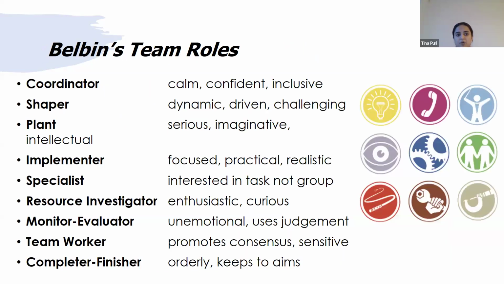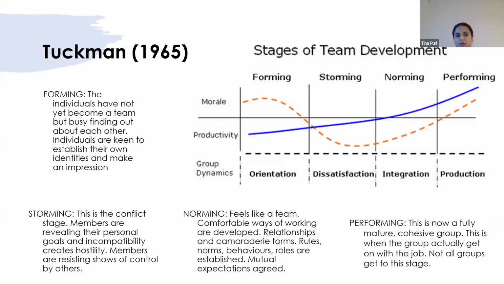So Belbin's team roles: in this, you can see certain roles are coordinator, shaper, plant, implementer, specialist, resource investigator, monitor evaluator, team worker, completer, and finisher. And we have Tuckman's theory, in which we have certain stages. The stages for team development are forming, storming, norming, and performing. As you all know, these stages are performed for team development.